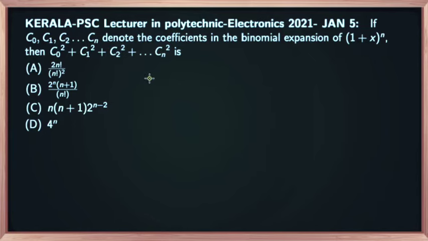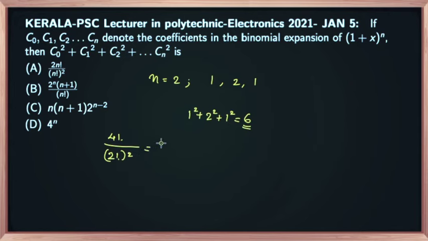For example, if you put n equal to 2, we know the binomial coefficients are 1, 2, and 1. So the sum of the squares will be 1 square plus 2 square plus 1 square, which gives 6. Now put n equal to 2 in option A: that will be 4 factorial divided by 2 factorial whole square, which is 4 into 3 into 2 divided by 2 whole square, which is 6. So the answer matches, but we cannot conclude that it is correct because we have to check whether B, C, D also give the correct answer.